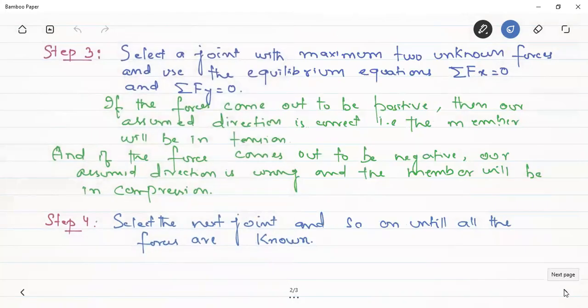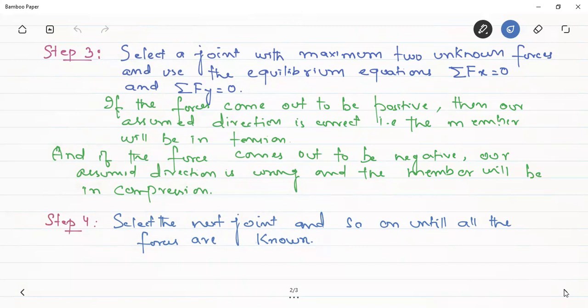Now see here, select a joint with maximum two unknown forces and use the equilibrium equations: summation of the forces in the x direction to be 0 and summation of the forces in the y direction to be 0. We have to select a joint where there are at most two unknown forces, because a joint can be considered to be a particle. A joint is not a rigid body, it can be considered to be a particle. And for the equilibrium of a particle, we can use only two equations, that is two force equations in the x direction and the y direction. Therefore, step three becomes: select the joint with at most two unknown forces and use the equilibrium equations, that is two force equations.